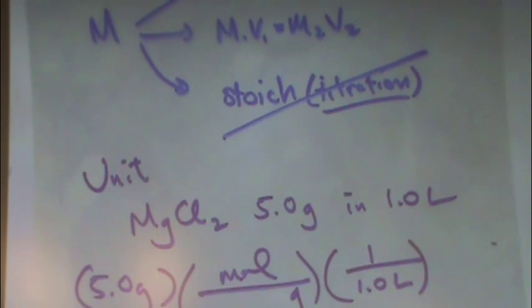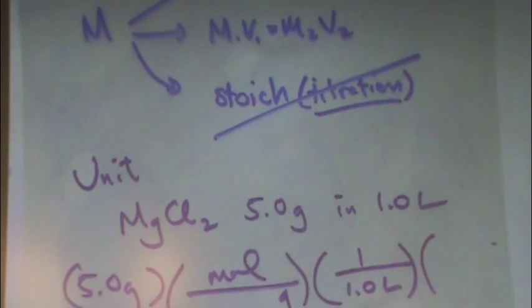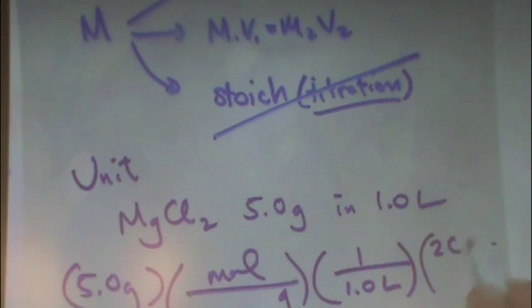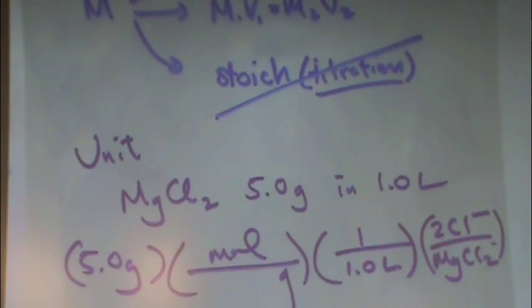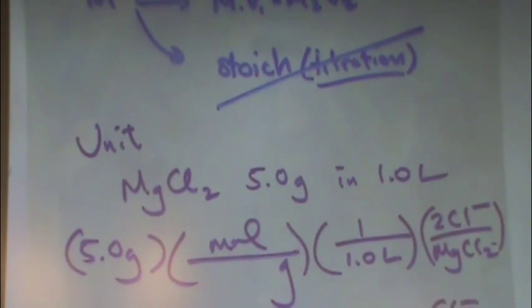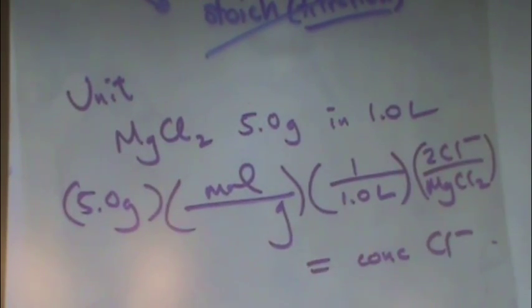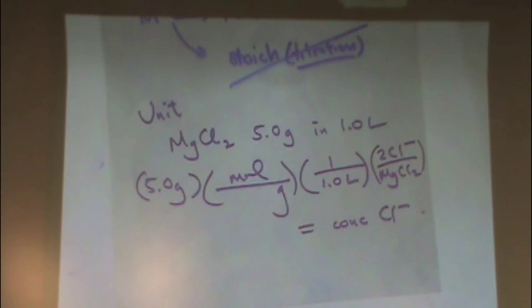MgCl2. What if I wanted the molarity of just the chlorine? If I wanted the molarity of, say, the chlorine, I'd have to say there's 2 chloride ions in every 1 MgCl2. So this would be the concentration or the molarity of the Cl ions, because there's 2 of them. So it's a pretty common question where we ask you about an ion, and if there's more than 1 ion, you need to multiply by that number.